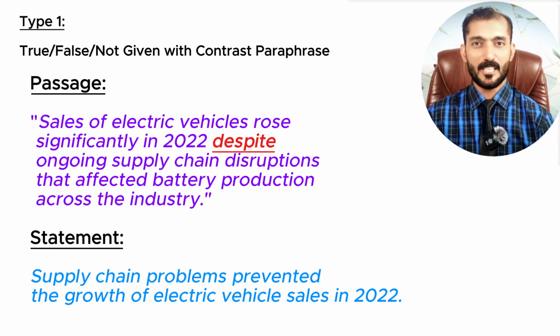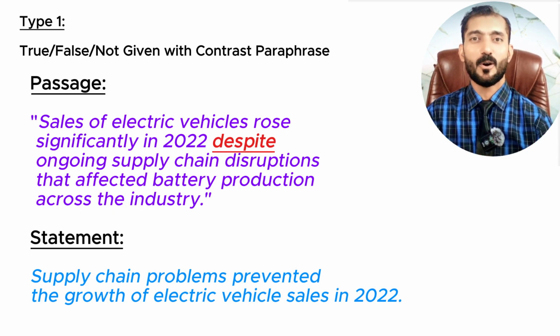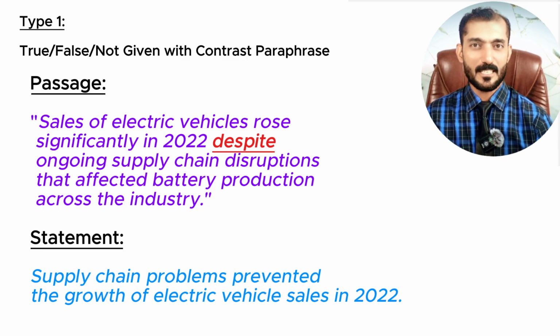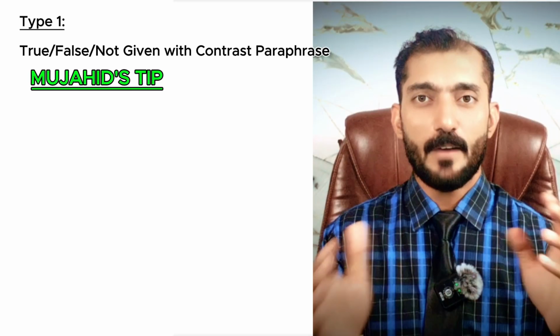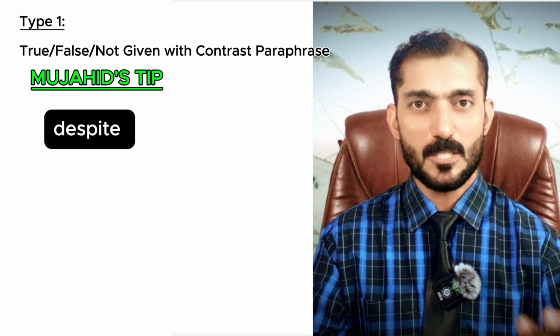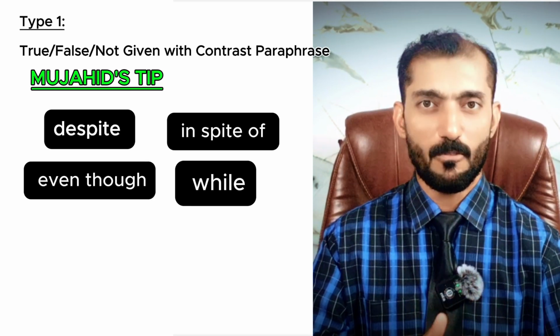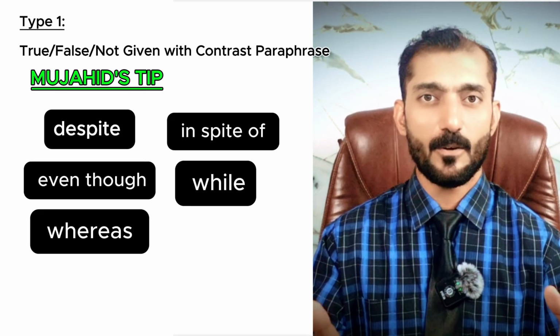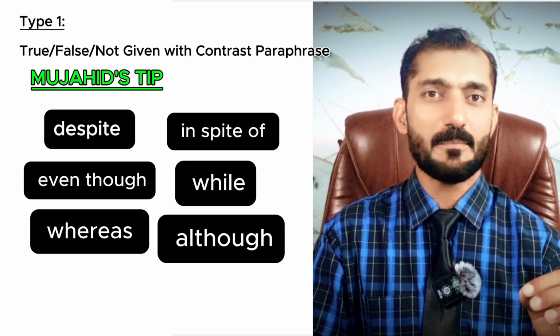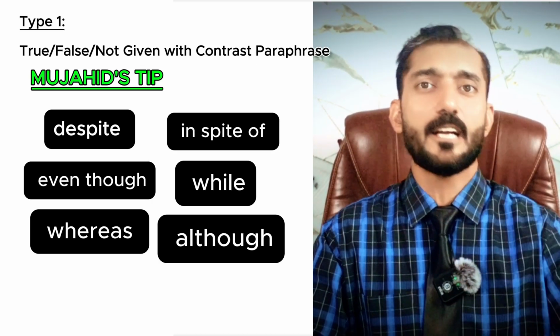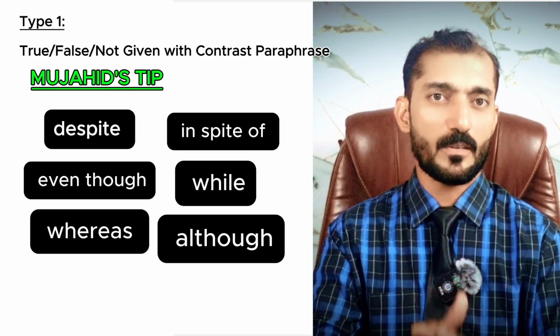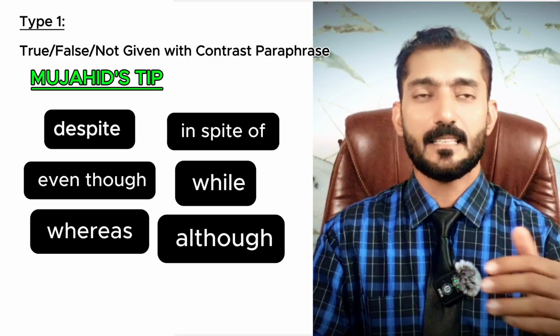The passage mentions supply chain disruptions, so the students panic and mark it true. But the linking word despite tells us the disruptions did not prevent growth. So the statement is false. When you see despite, in spite of, even though, while, whereas, and although in the passage, the statement in the question will often try to reverse the relationship. So read the linking word first, then the content.